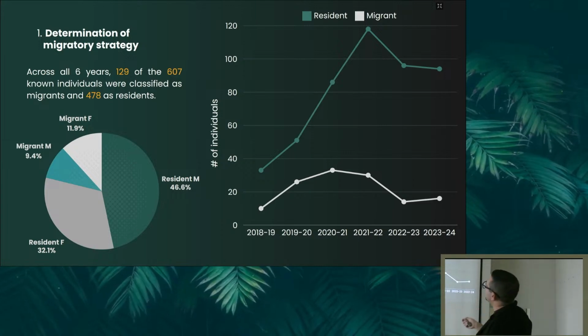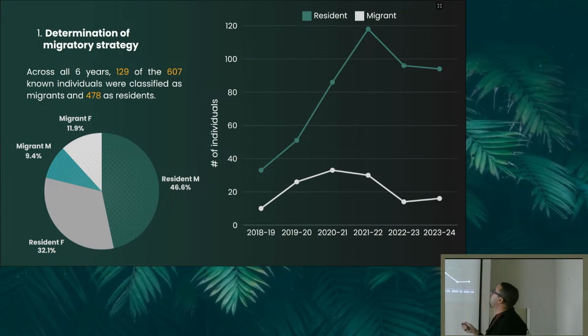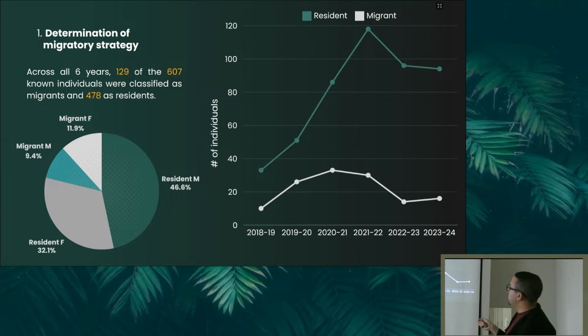And this is just a plot showing, across the 6 years that the project has been going on, the number of blackbirds that were successfully categorized as either resident or migrants.